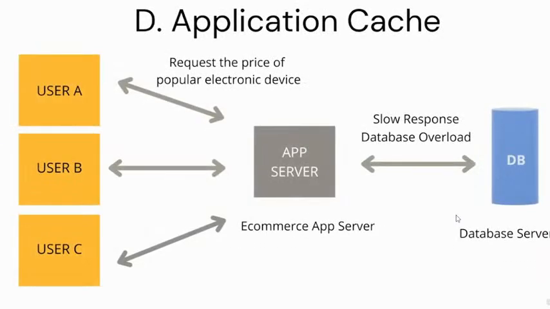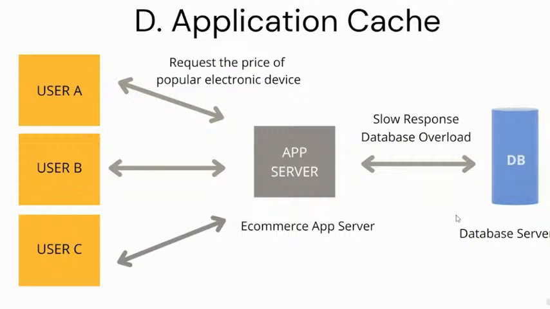Let's say you have three users, user A, B, and C, and all these users are trying to use an e-commerce app. Let's assume this e-commerce app is hosted on this app server. Let's assume all these three users are trying to access the price of a popular electronic device that's available on this e-commerce app. Let's say this price is actually stored in their database server. Every time a user makes a request for this price, the request is relayed to the database server and the response is sent back to the user.